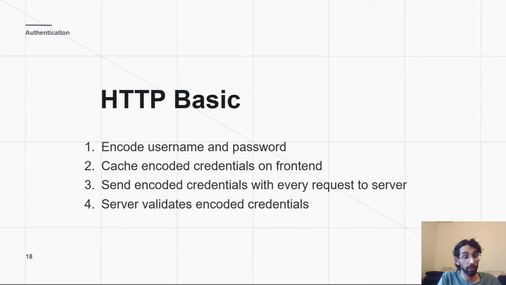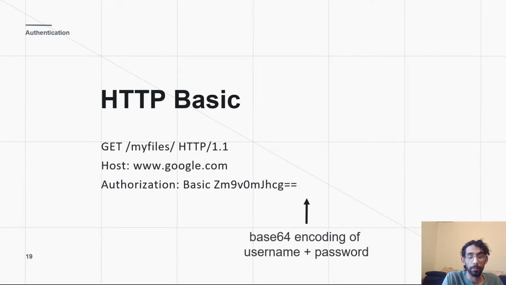So you encode the username and password, the front end stores those credentials, and then with every single request to the server, we get sent your username and password. So then the server just checks to see if those credentials are in the database, and if they are, sends an OK response. Well, this has a lot of problems, but we'll go into those in a second. Let's just look at an example for now.